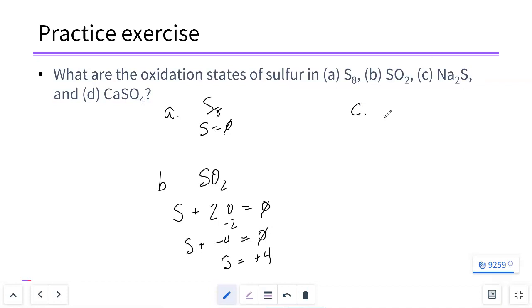For letter C, sodium sulfide, this one's pretty easy. Why is it easy? I should recognize this as an ionic compound. And if it's an ionic compound, I want to split it into its ions. And in this case, the oxidation state is the charge because there is nothing else on that substance. There's no oxygens, there's no chlorines, there's no anything other than just the sulfur itself. So the sulfur's oxidation state there is -2.